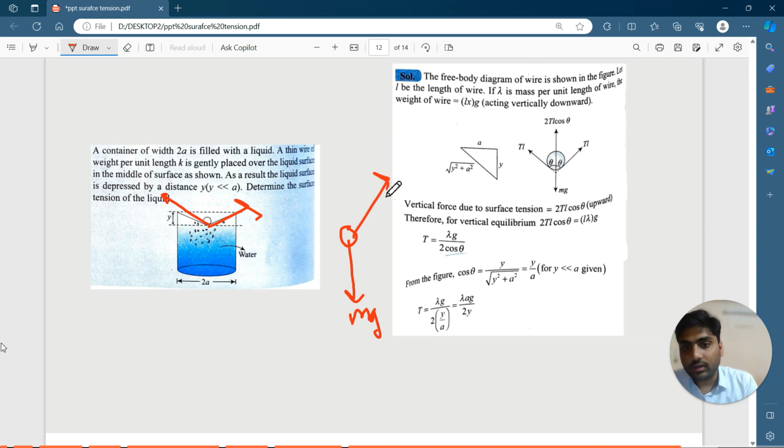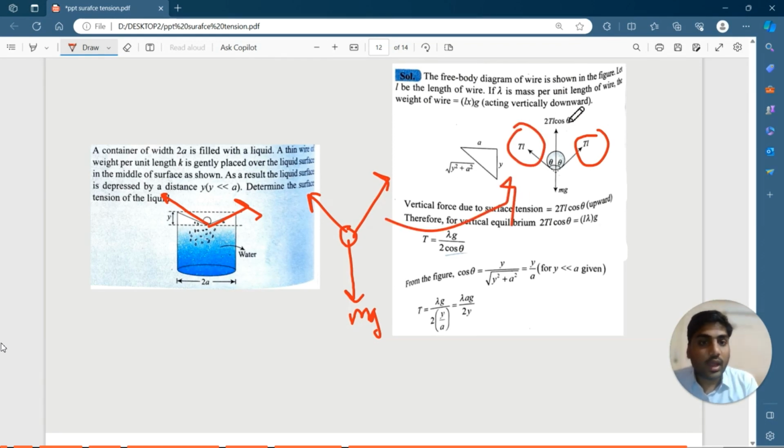And this is the surface tension force, which is equal to TL. You can see that TL here. And if we divide this TL into two components, on this side would be TL sin theta. On this side TL sin theta. The horizontal components will cancel out, and 2TL cos theta will be equal to mg.